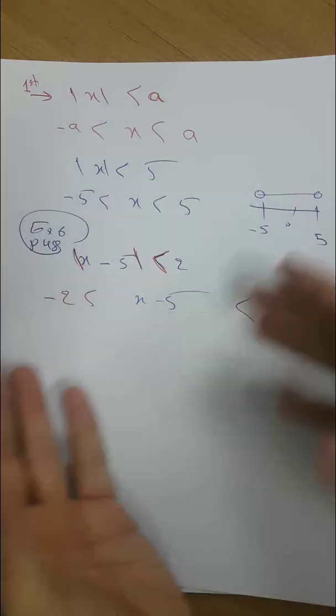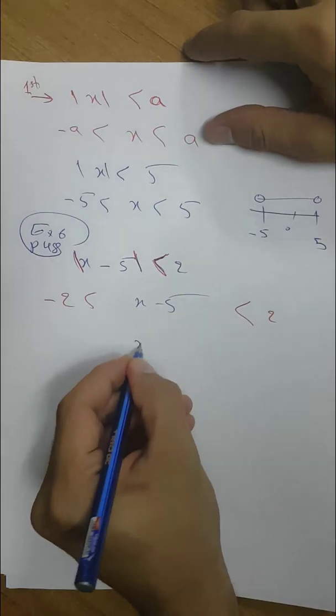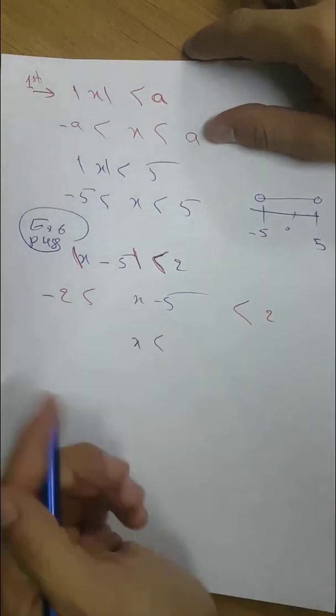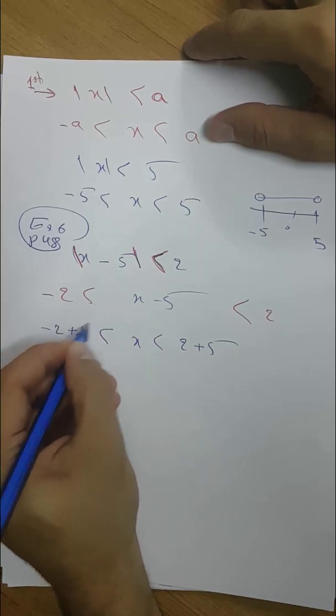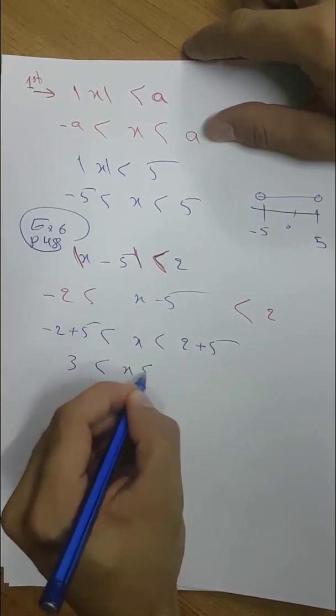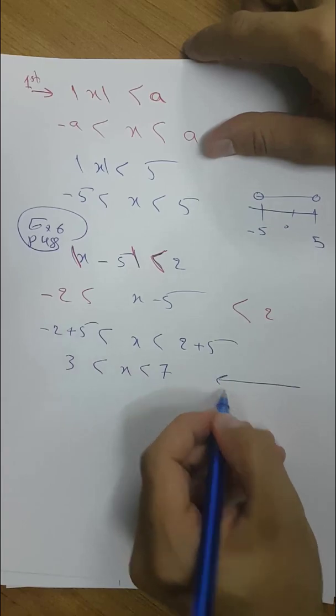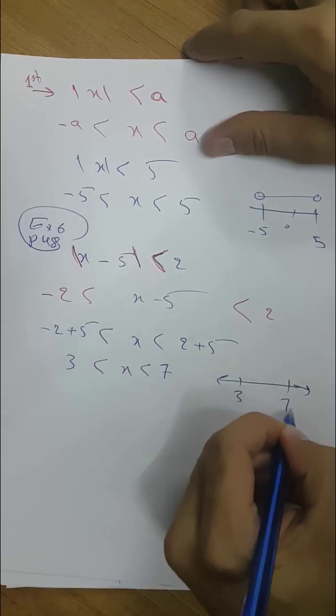Okay, so how do we solve this one? As I told you, I want a single x. You saw this inequality before, it's a linear. So 2 plus 5, minus 2 plus 5, and I'll get 3, 7. And here's your solution: 3, 7.